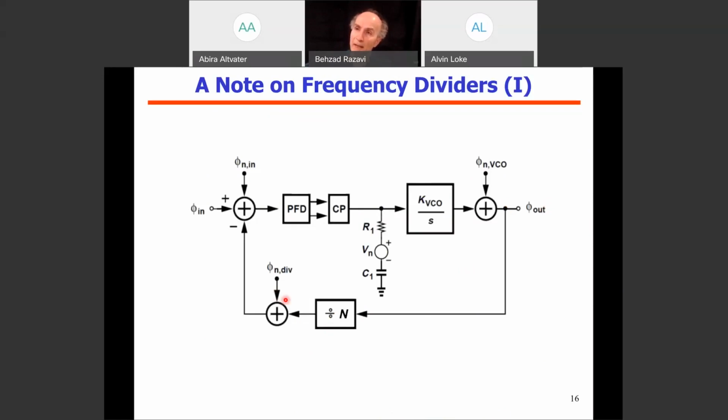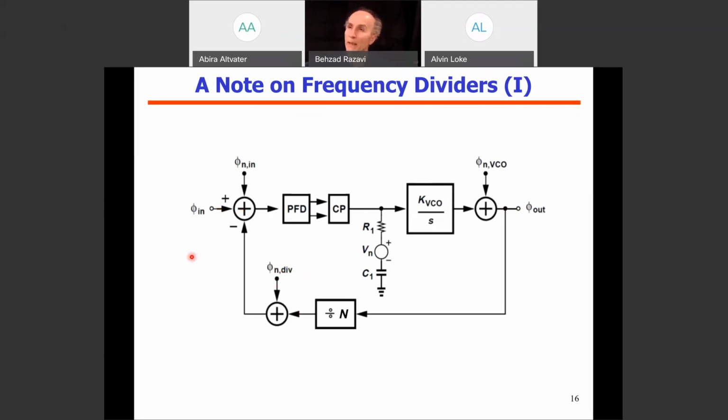What we see is that this phase noise goes back to the input, and in a sense, it becomes indistinguishable from the reference phase noise. So we can say that the divider phase noise experiences the same transfer function as the reference phase noise. So if we want the divider to have negligible contribution, its phase noise must be well below the reference phase noise. So that's a simple guideline that we can use to judge whether the divider is good enough or not.